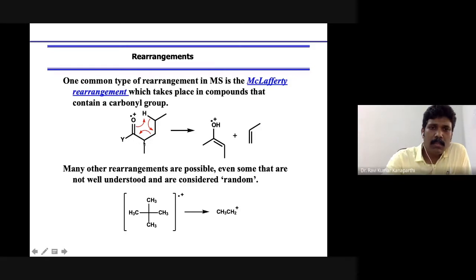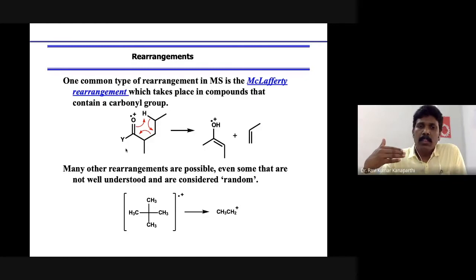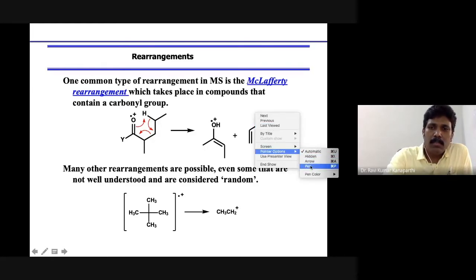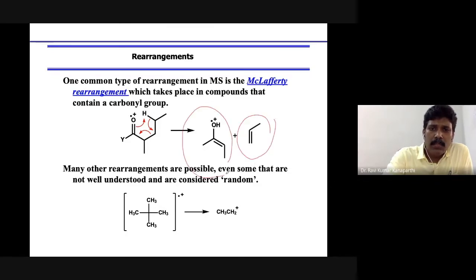Okay, alpha carbon, and beta, gamma. If you have a gamma hydrogen, that means hydrogen on the gamma carbon, then it can undergo this type of rearrangement, and it will form a very stable one, and it will leave this allyl neutral species, allene, and then this will form a radical cation like this. This fragment is very, very stable, and then it will in fact be seen as a base peak.